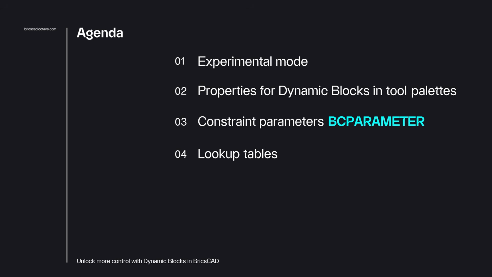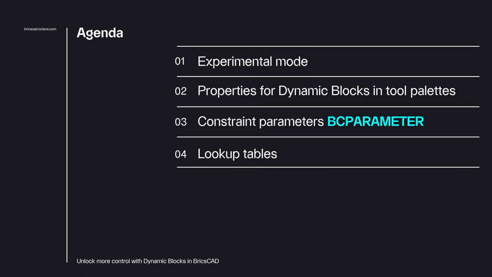In this session, I'll walk you through the key things you need to know to work with dynamic blocks. We'll start by enabling experimental mode, which you'll need in order to create and edit dynamic blocks. Then I'll show you how to add your existing dynamic blocks to a tool palette, and more importantly, how to edit their properties once they're there. After that, I'll explain the new BC parameter system variable and how it lets you create constraint parameters inside dynamic blocks. And finally, I'll wrap things up by showing you how to create and use lookup tables in your dynamic blocks.